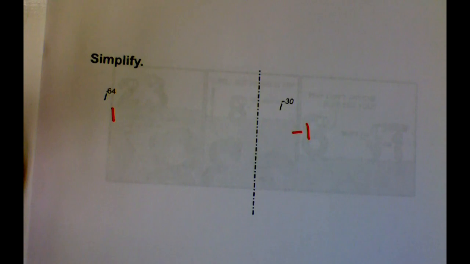For i to the negative 30th power, I'm going to count backwards. Every negative 4th power is the same as i to the 4th power. So that says i to the negative 28th, 29th, 30th. I get negative 1. i to any power can be rewritten as either i, negative 1, negative i, or positive 1.